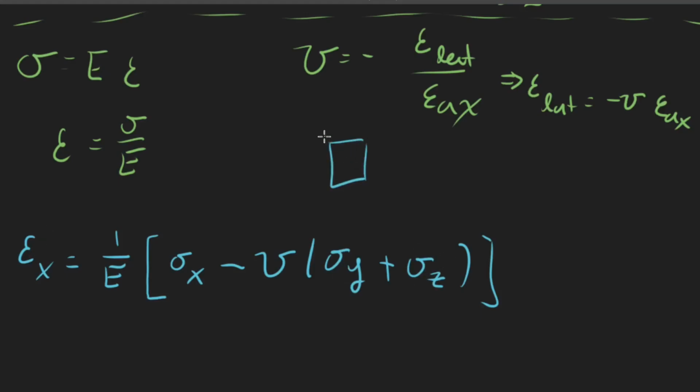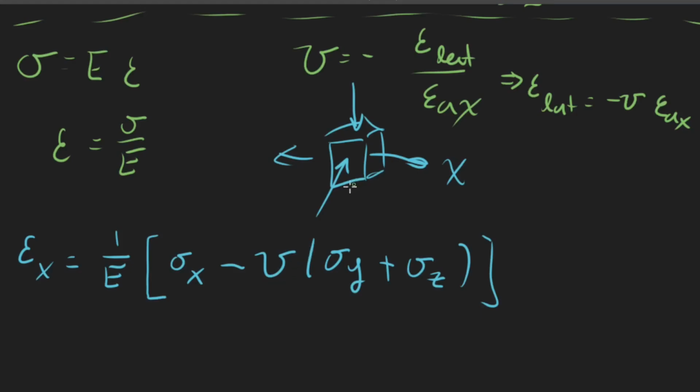So here's my cube, right? Here's my loading that's just causing it to be strained, to be elongated in that x direction. But if I also have a stress that goes this way and a stress that goes this way, this is going to compress it in these directions, but it's going to elongate it in the x direction. So I do a minus, because if these are compressive, then it's going to make it longer in the x direction.